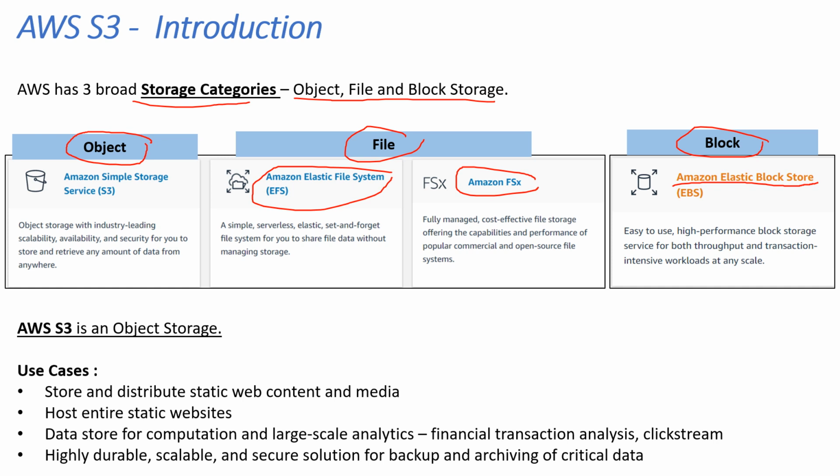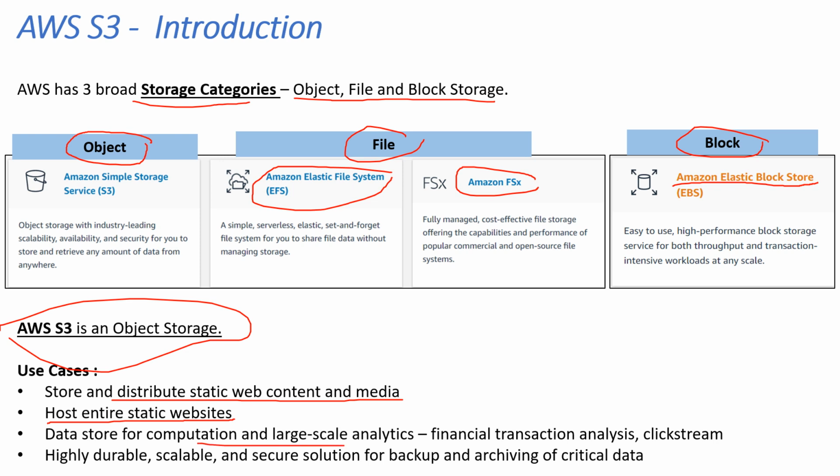Now AWS S3 is an object storage. What are the use cases for S3? One, we already discussed, store and distribute static web content, media, any kind of media files, images you can store. The second one is you can host this as a website only if you have static content. If you have dynamic content, then it's not a good use case.